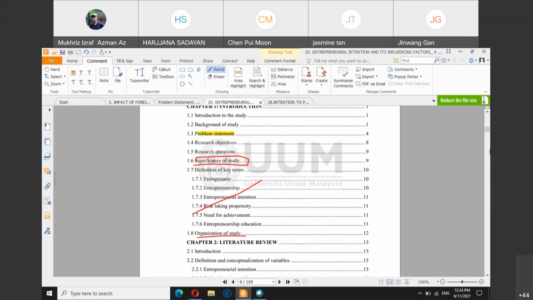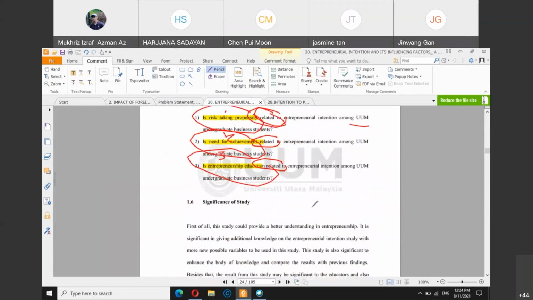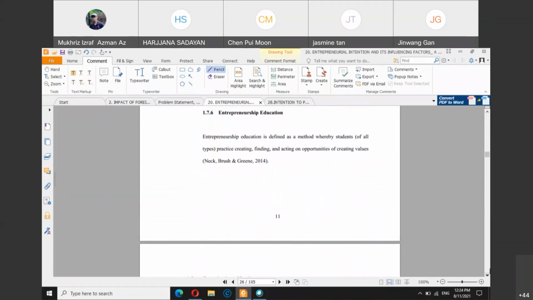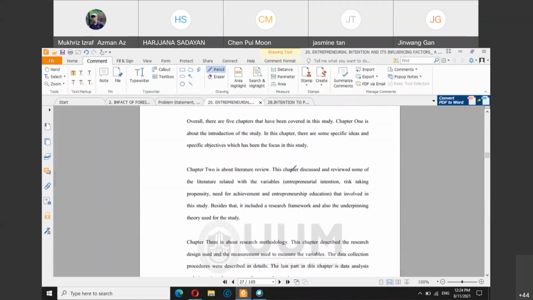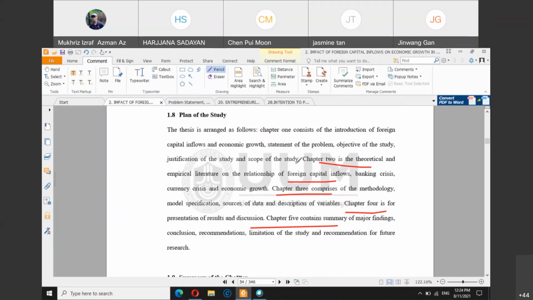When you refer to other theses, they are more or less similar when it comes to the organization of the study. The student here put it in separate paragraphs like this, or you can lump it together in one paragraph, because this is not the main thing. It just follows the format of a thesis. A thesis will have a plan of the study or organization of the study. So this is not an important section, but you must include it as well.